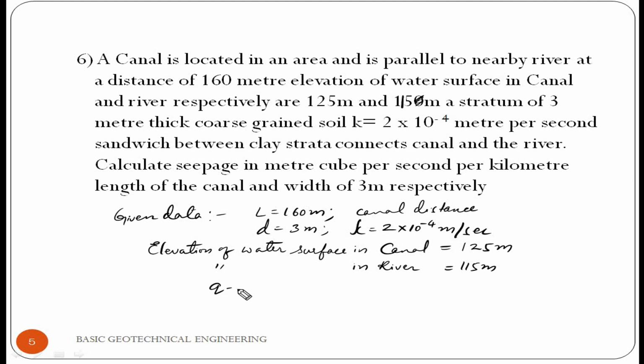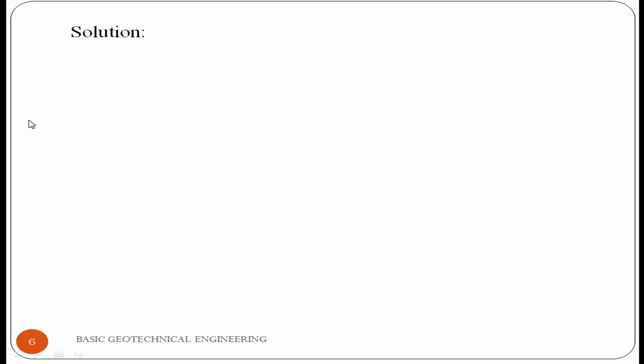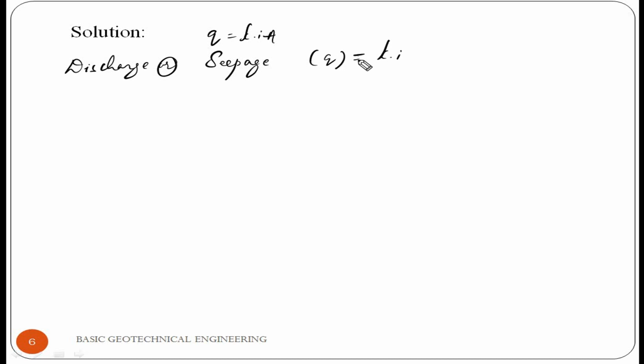So here we need to calculate the Q value. As per Darcy's law, Q is equal to K into i A. Here the discharge or seepage, that is Q, is equal to K into i A, where K is given in the problem as 2 into 10 to the power of minus 4.